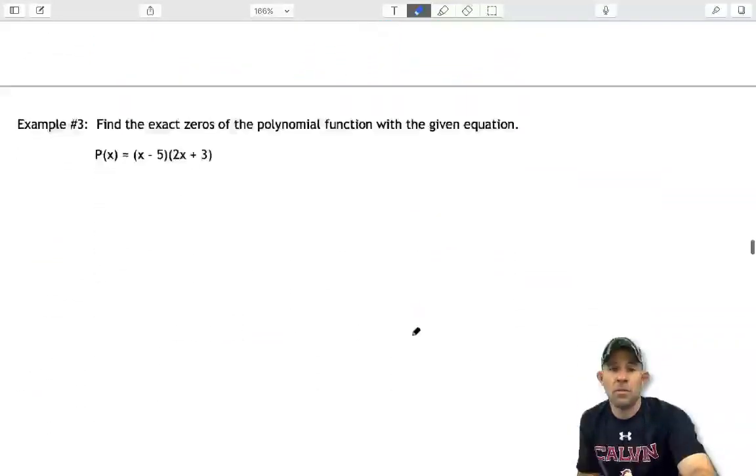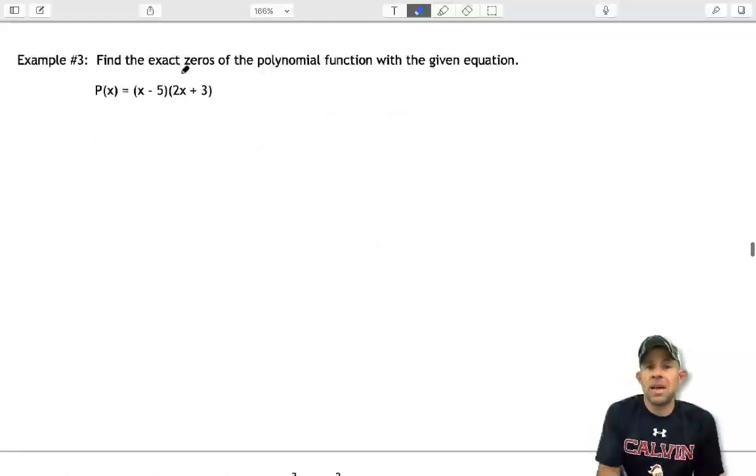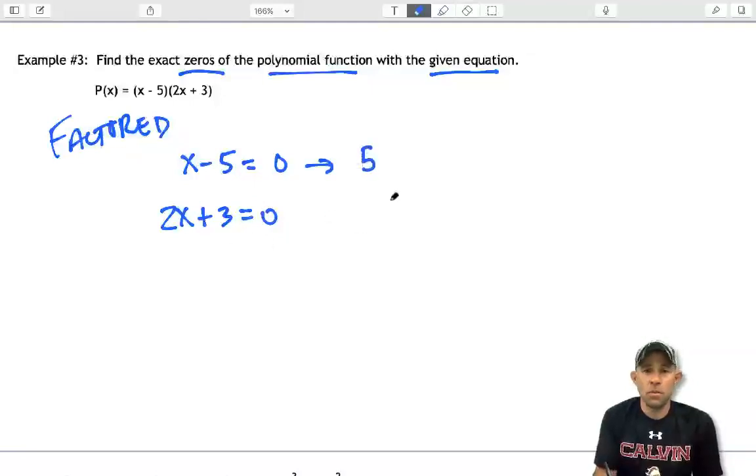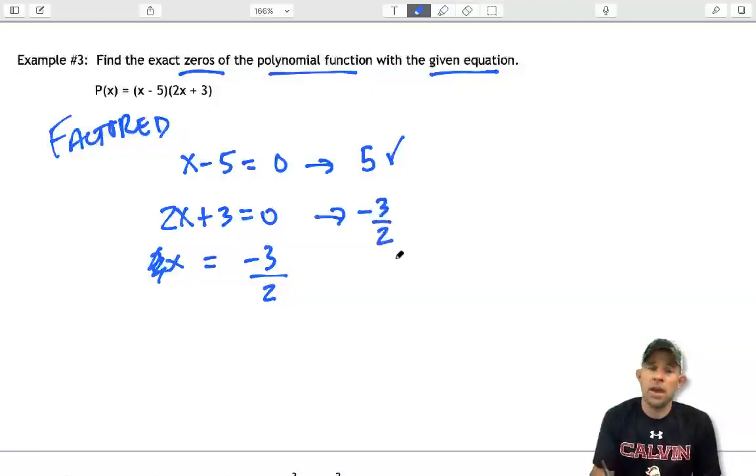All right, our next example, we want to find the exact zeros of the polynomial function with the given equation. Notice that this is already in factored form. So that's really nice for us. Because it's in factored form, we're just going to take each one of our factors and set it equal to 0. So I have my 2x plus 3 here is equal to 0 and my x minus 5. That means 5 is going to be one of my roots or my zeros. And the next one, if I subtract over my 3, I have 2x equals negative 3. Then I'm going to have to divide off that 2. So my other 0 occurs at negative 3/2.